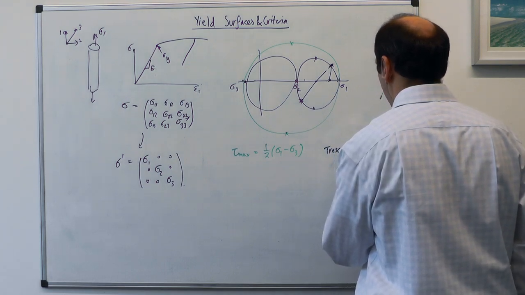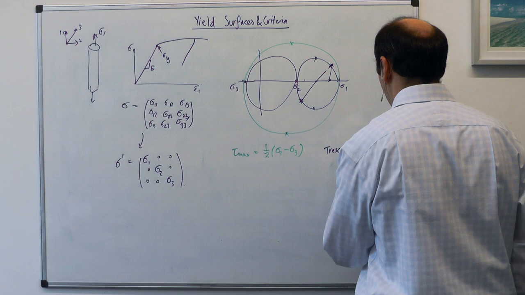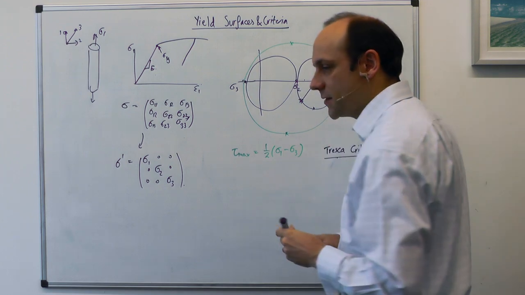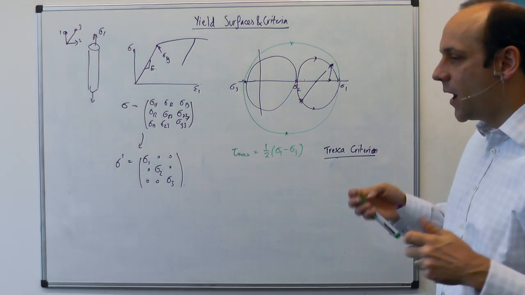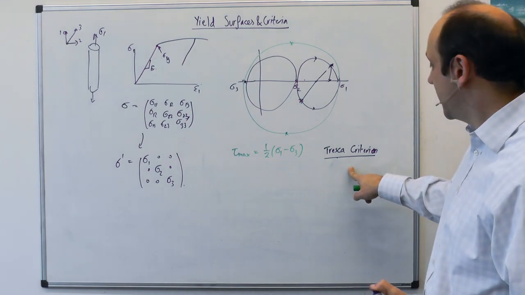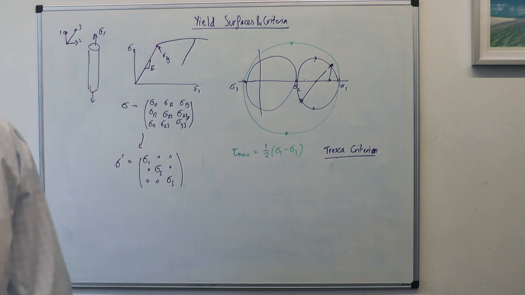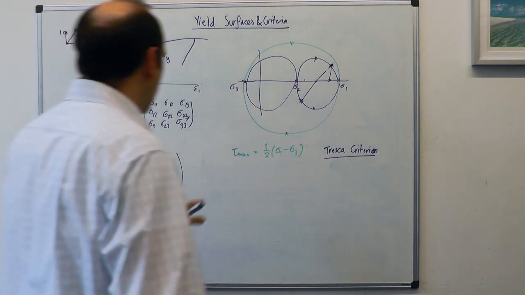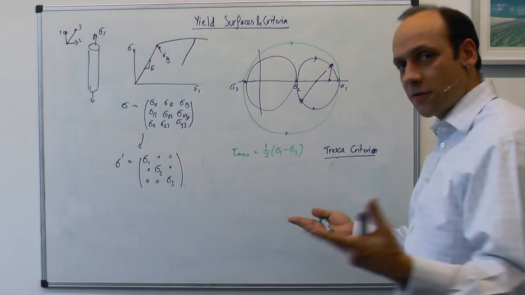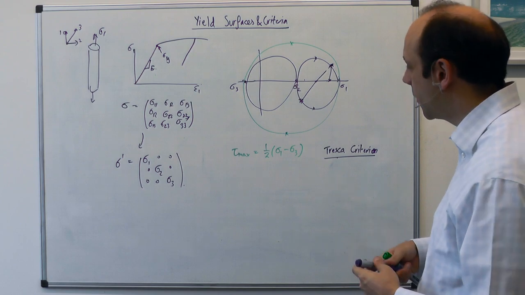So Tresca was a person, so it's the Tresca criterion. And this is a criterion for yielding. And so we say, well, okay, we'll call that our critical yield stress for yield to occur.